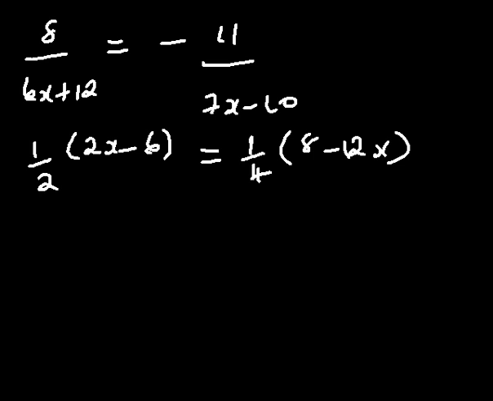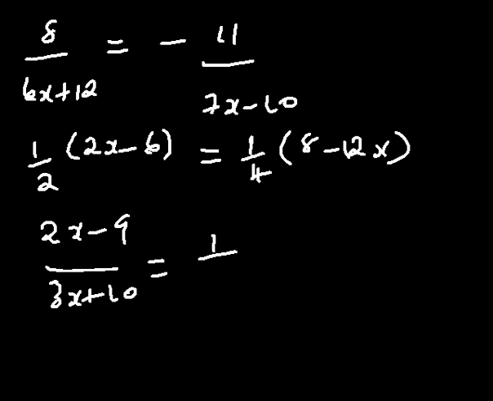And let's say you have something like 2x minus 9 divided by 3x plus 10, which is equal to 1 over x minus 1. So try to solve for x at that point. So that's how you should understand solving fraction equations.